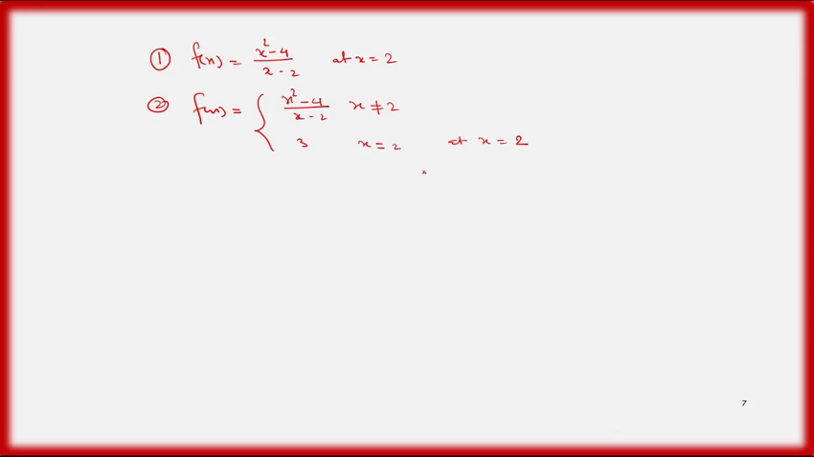Second number question. Discontinuous. Why? Because the functional value is not equal to the limiting value. What is the limiting value? 4. What is the functional value? 3. And this is discontinuous.